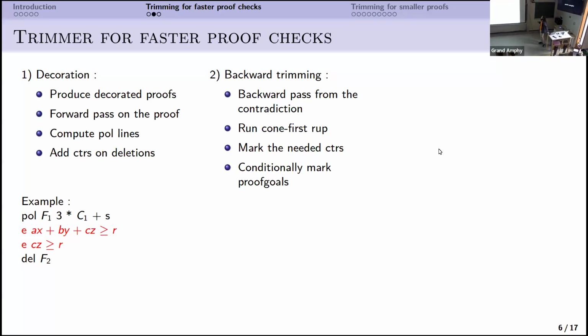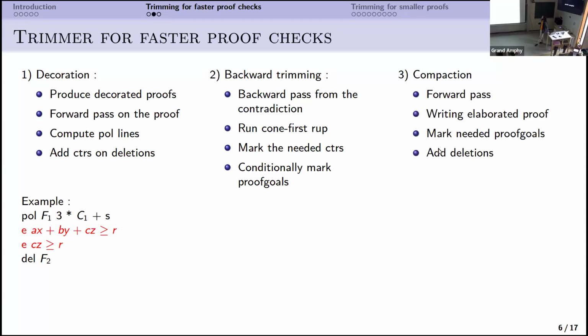The second phase is the backward trimming. So we have this decorated proof, we have all the bookkeeping for the database, and we go from the contradiction to the top of the proof. We run the pawn first wrap algorithm, we mark all the needed constraints, and we conditionally mark proof goals because we don't know if we're going to need them yet or not.